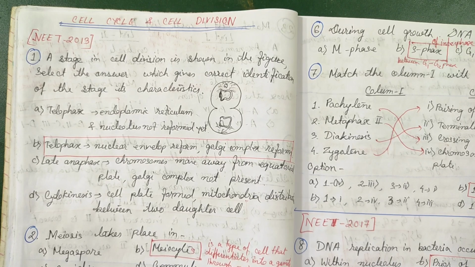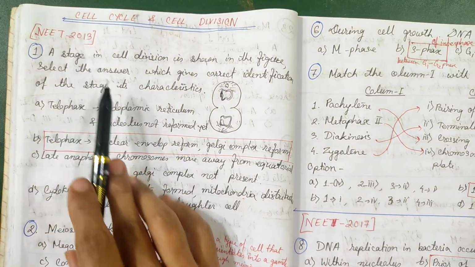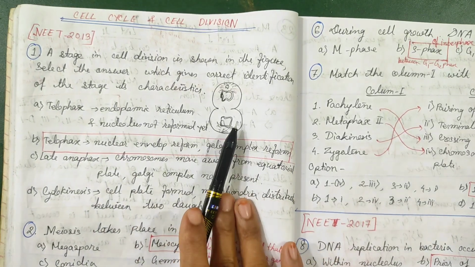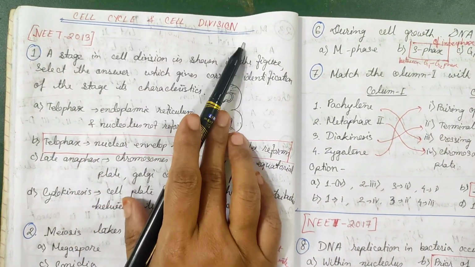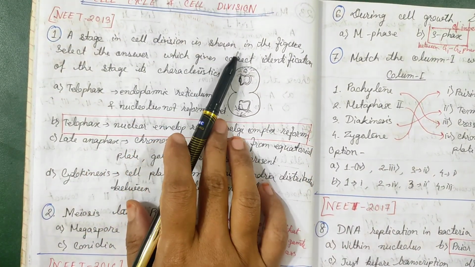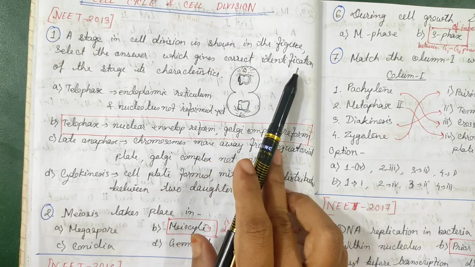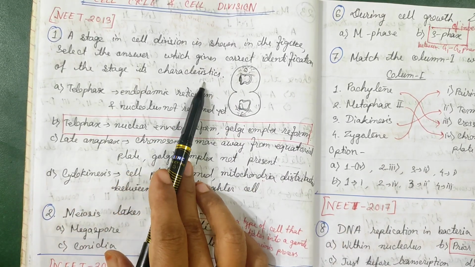Hello students, today I am going to start the question with answer NEET question paper 2013 to 2024. This is the third part, that is the cell cycle and cell division chapter. First question, a stage in cell division is shown in this figure. Select the answer which gives correct identification of the stage and its characteristics.